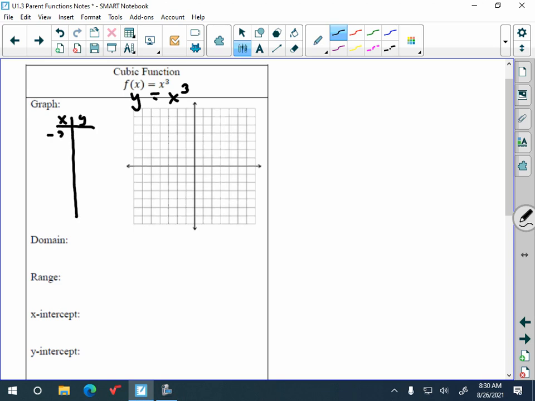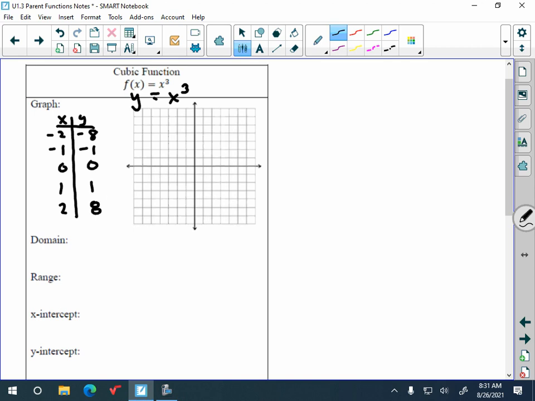All right, so again, we could use -2, -1, 0, 1, 2. Here we're plugging -2 in for x and cubing it. We're multiplying it by itself 3 times. So what's -2 to the third power? Good, -8. -2 times -2 times -2, -8. -1 cubed, -1. 0 cubed, 0. 1 cubed, 1. And 2 cubed, 8.